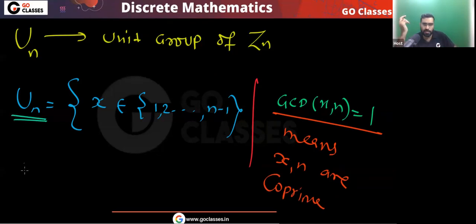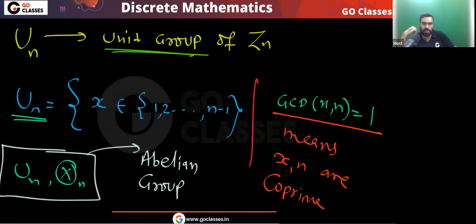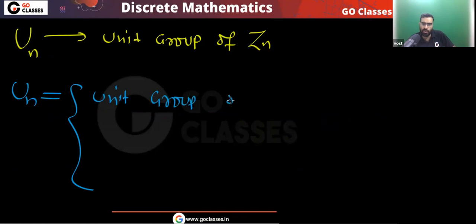Now, this unit group under multiplication modulo n is always an abelian group. This also we have seen. We have seen everything about this unit group. This U_n is the unit group of Z_n. There are many different names for it, and you can call it the unit group of Z_n.